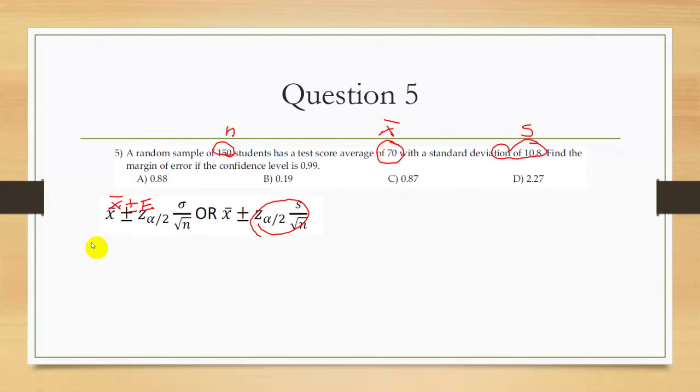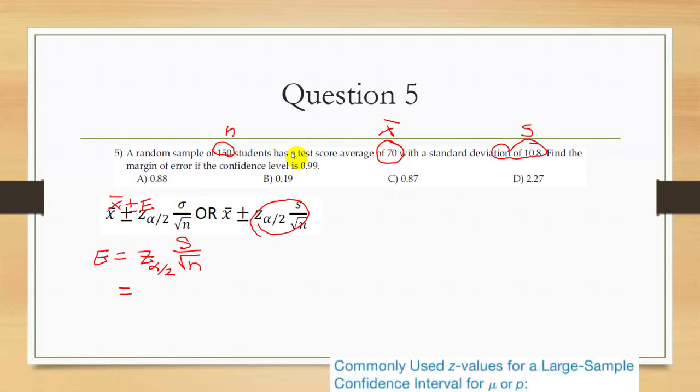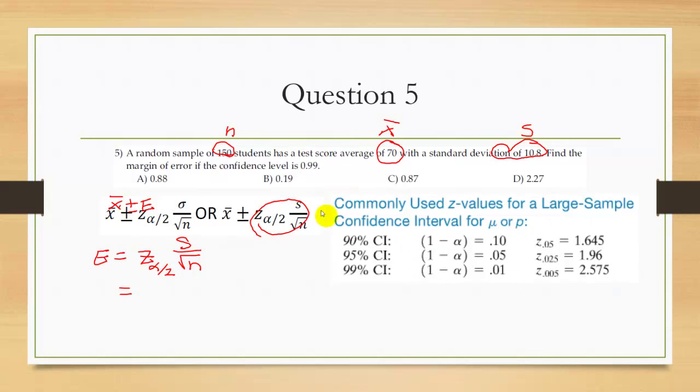So we have that our margin of error is equal to a z-value times s over the square root of n. Okay, we need to find the z-value. We know that we're dealing with a 99% confidence interval. So pulling up the numbers like we did before, here's our 99% confidence interval, and the z-value associated with it is 2.575.